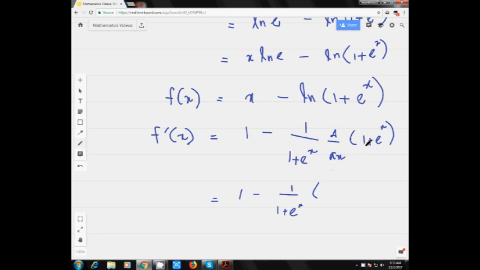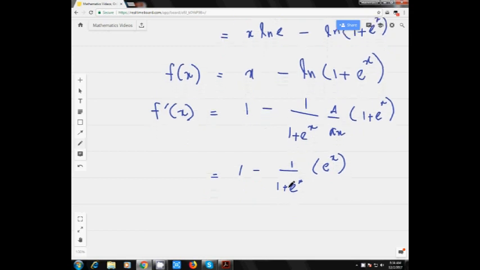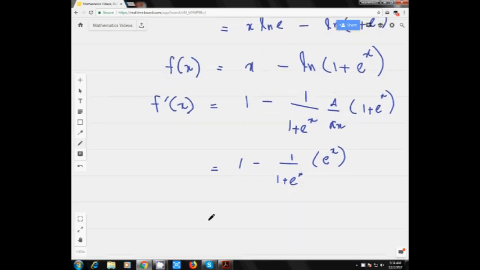Next, the derivative of 1 is 0, which need not be written here, and the derivative of e raised to the power x is the same, e raised to the power x. You must be familiar with the derivatives of natural logarithms and exponential functions in order to solve such questions.